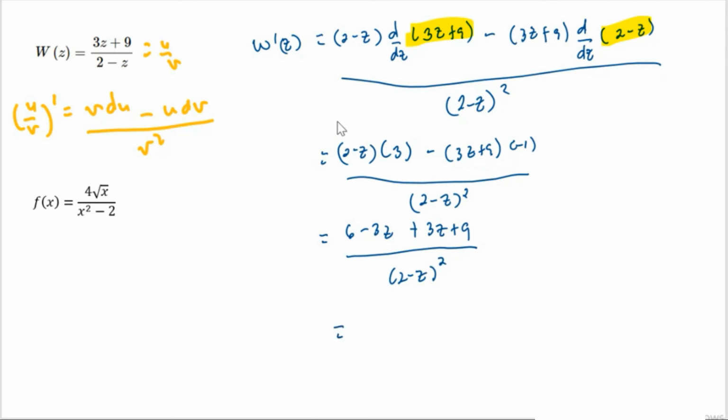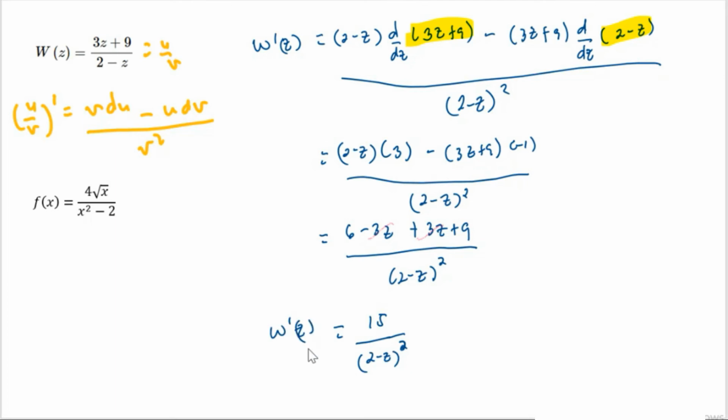By simplifying, since we have negative 3z and positive 3z, which are additive inverses, we can cancel them. It gives us 0. And 6 plus 9 equals 15. So we can write 15 over the square of 2 minus z. So this is now the derivative of the given function.